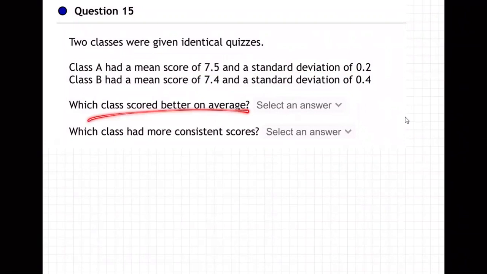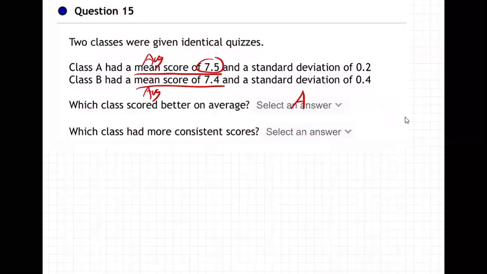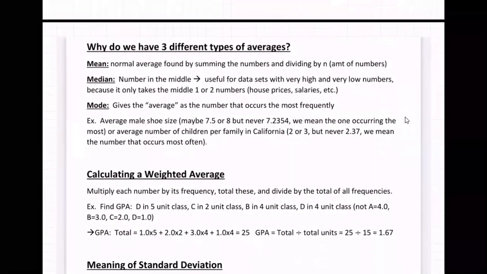So the average is the mean, right? Mean is average. So who did better? Class A had a higher average, just barely, a little bit higher average. Now, the second question, which class had more consistent scores? What does that mean, more consistent? Well, that goes to standard deviation.